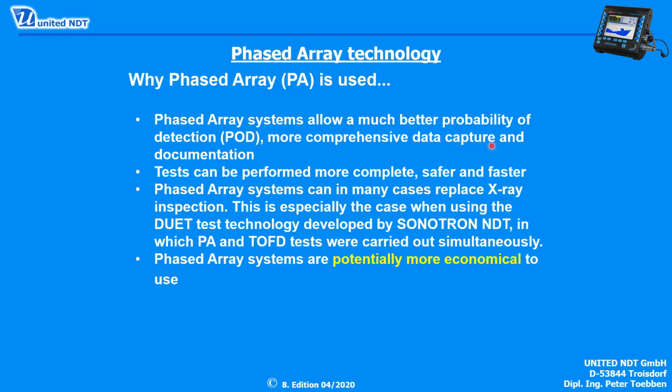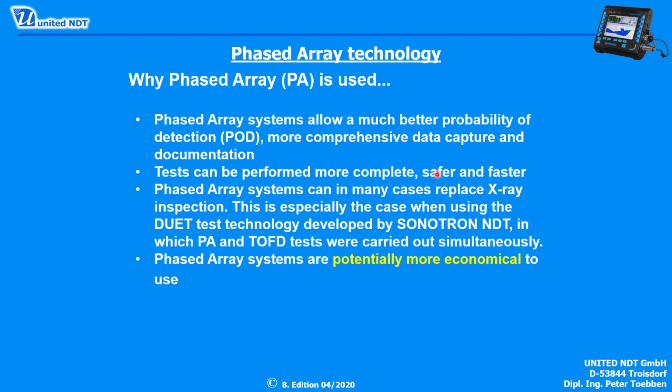Because when we use the scanner to capture the distance, at every single position we get all the data, all the A scans for every single angle, and we can document that at the end. The test can be performed more completely, with a higher volume. At every single position we get all A scan data.